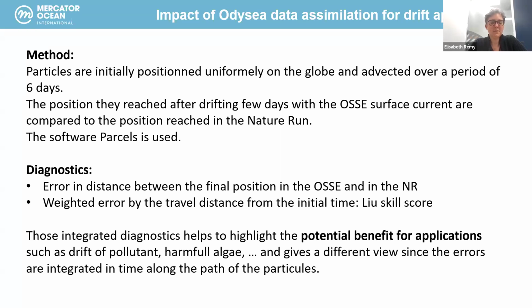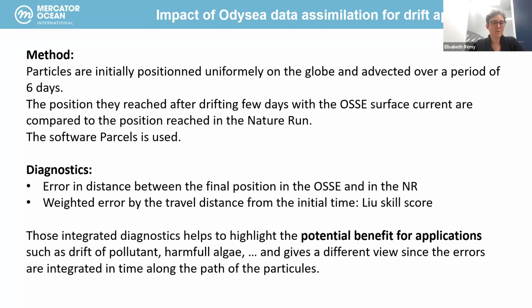So what we did is, there are particles that were uniformly positioned in the nature run and in the different OSSEs to look at how they are drifting over 6 days. And we compare the position they reach after those 6 days in the OSSE and in our reality, the nature run. We also looked at a diagnostic called the Liu skill score. In that case, the error is weighted by the travel distance, so it looks at the relative error compared to the distance traveled by the particles.